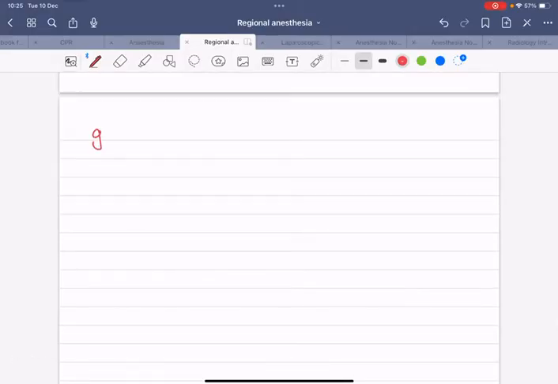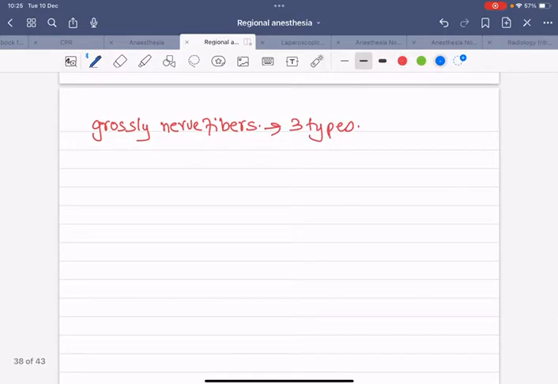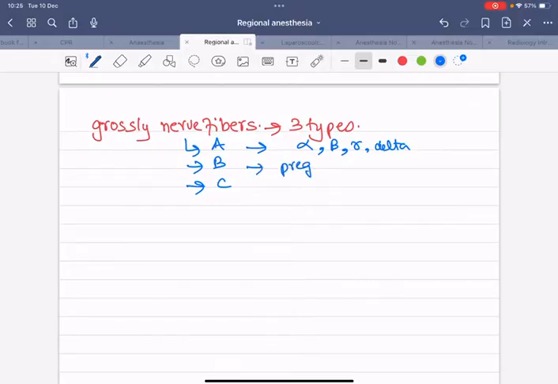Then you must remember grossly the nerve fibers. Nerve fibers are grossly of 3 types: A, B and C nerve fibers. A nerve fibers are further divided into alpha, beta, gamma and delta nerve fibers. B nerve fibers are your pre-ganglionic autonomic nerve fibers. C nerve fibers are your post-ganglionic autonomic nerve fibers plus pain also.